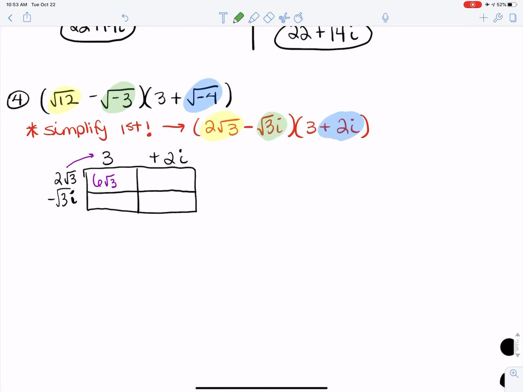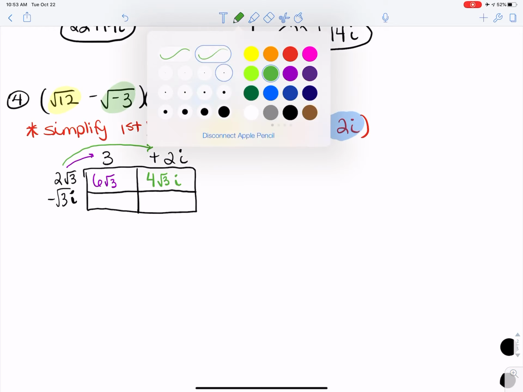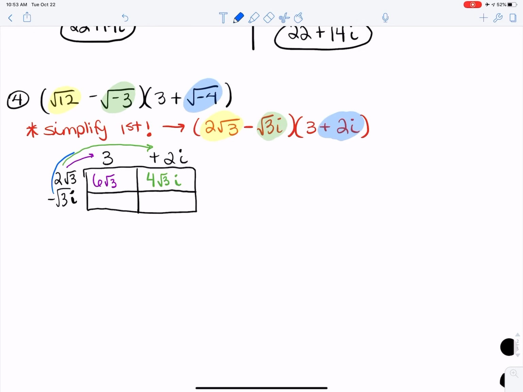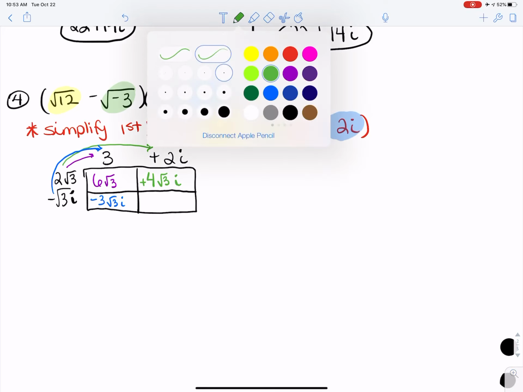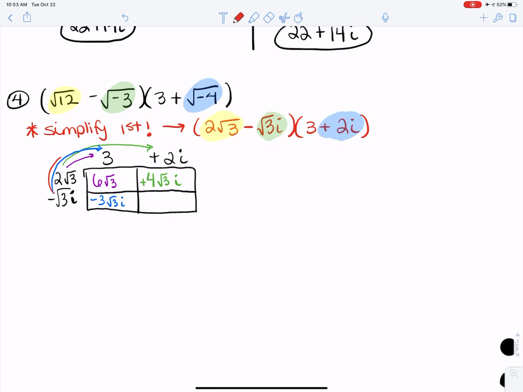And then 2 square roots of 3 times 2i. Well, again, you only multiply the outside numbers. So that is 4 square roots of 3i. And negative square root of 3 times 3, and that's i, of course, is negative 3 square roots of 3i. And let me put my plus sign for my 4 so that I know what sign to put when I write it as a polynomial.